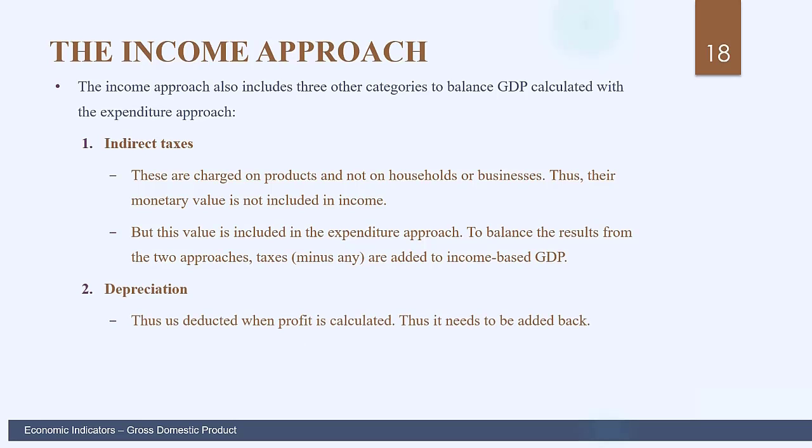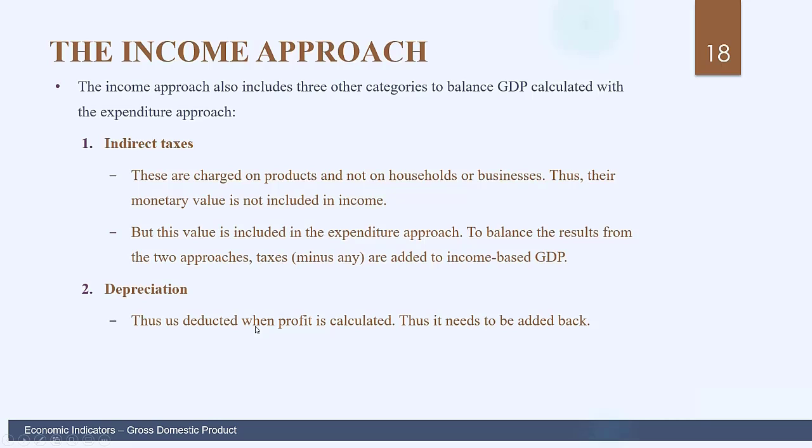Also, depreciation. As you know, as an accountant, when you calculate a company's profit, you deduct depreciation. But we want to be able to balance this with the expenditure approach. And although something depreciated, we're interested in the economic activity in the economy. And so in the expenditure approach, as we'll see, we're interested in what gross investment was, not net investment. So net investment would subtract depreciation. So again, when you calculate profits, you subtract depreciation, but we don't want to do that. We want to add it back. So this needs to be added back.